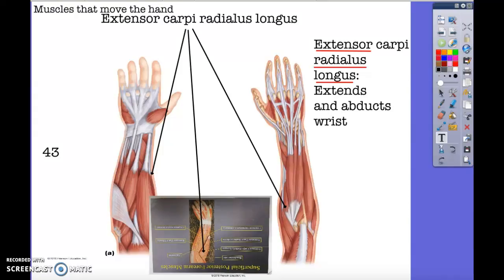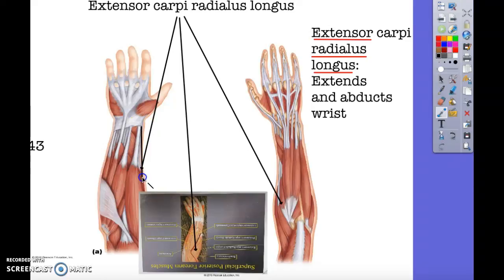It's an extensor, so we know that we're going to be able to find it on the posterior side of our forearm. We can't use our 2-over trick. Won't work on this one. It's on the radial side. Radialis is going to be our biggest clue. What does it do? It extends and abducts the wrist. So let's find it right here.